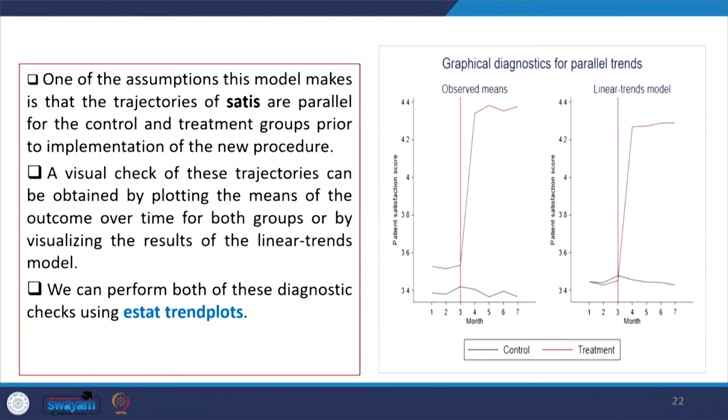The parallel trend assumption, as we already mentioned: when we discuss satisfaction as the variable, we try to check some post estimation trend plots, whether the assumptions were actually correctly followed or not. So, the estat trend plots actually give the right direction. The blue line is the control group, whereas the red one is the treatment one. This shows whether it has actually changed the trajectory or not. The visual check of this trajectory can be obtained by plotting the means of the outcome over time for both groups, or by visualizing the results of the linear trends model.